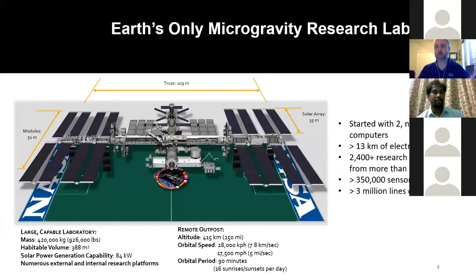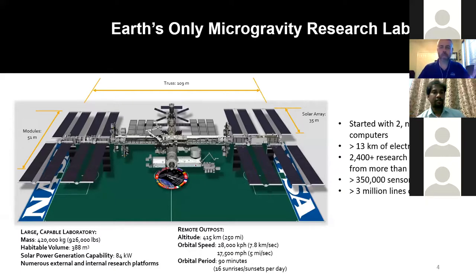It's a solar-powered spacecraft. We have the capability to produce up to 84 kilowatts of power. We don't use all of that. We keep some reserve, but at the same time, that's about the power to power 40 homes, at least here in the United States. So that's a lot of power draw to keep everything running.